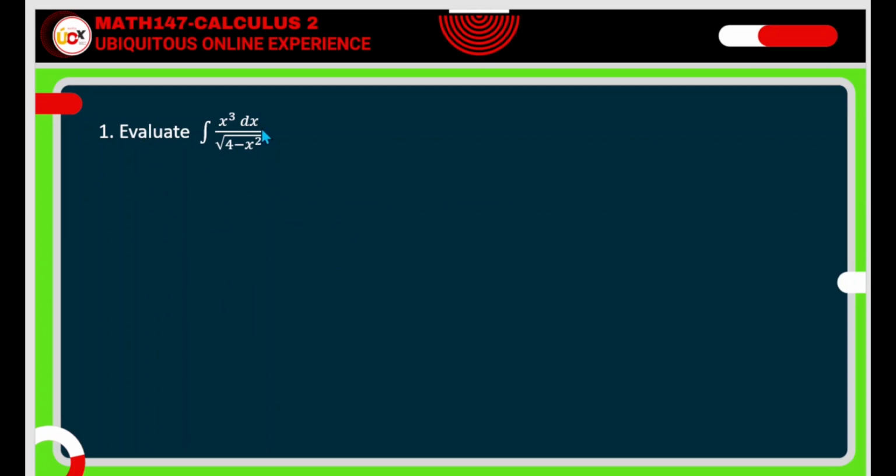Suppose you're given the integral of x cubed dx over the square root of 4 minus x squared. Because the radicand is of the form a squared minus u squared, where a squared is 4 and u squared is x squared, we can take the square root of both sides. So we get a is 2. Same with u squared equals x squared, u is equal to x.